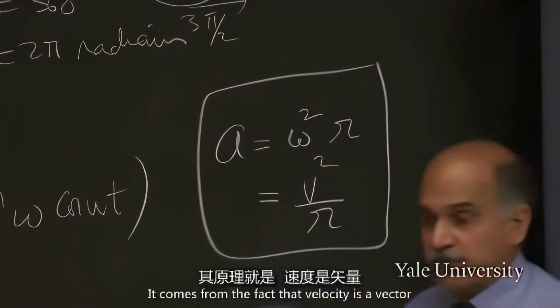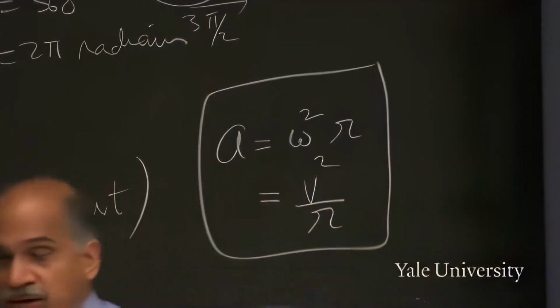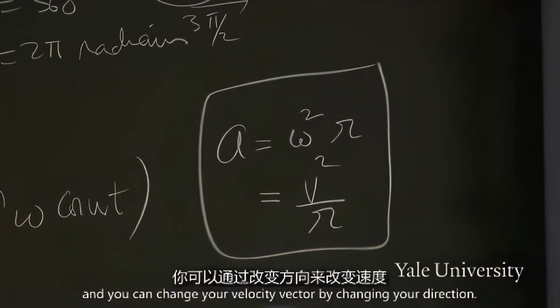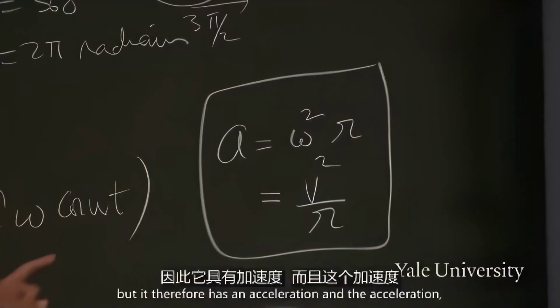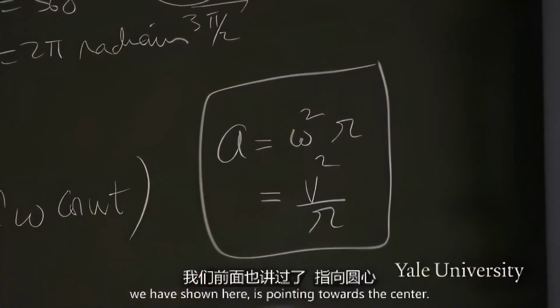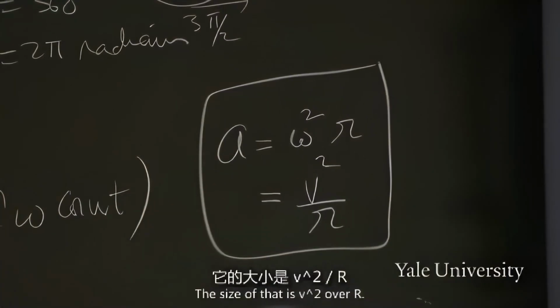Very simple. It comes from the fact that velocity is a vector, and you can change your velocity vector by changing your direction. This particle is constantly changing its direction, but it therefore has an acceleration, and the acceleration we have shown here is pointing towards the center. And the size of that is v squared over r.